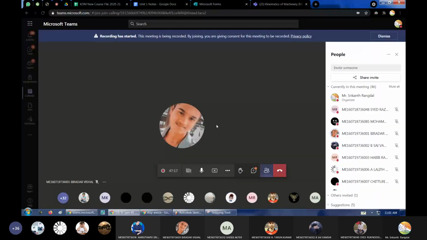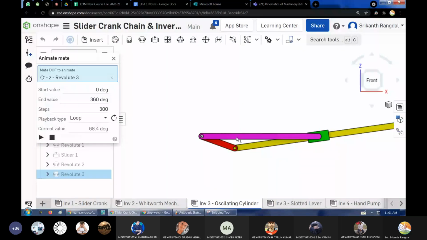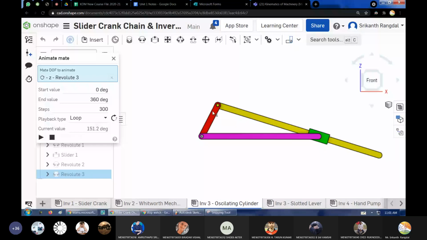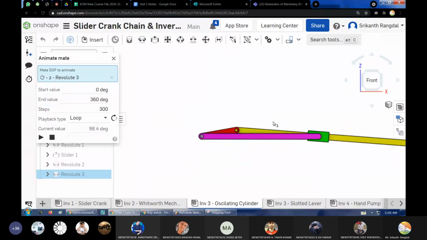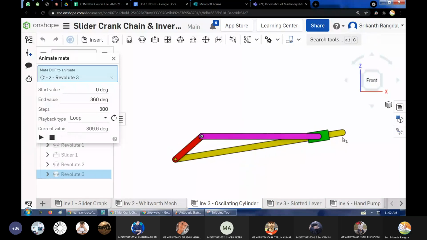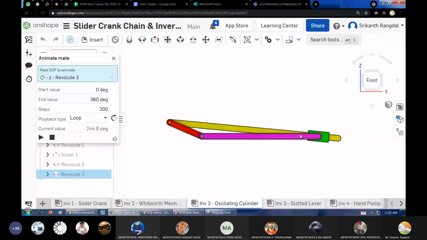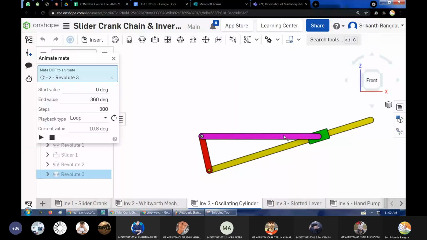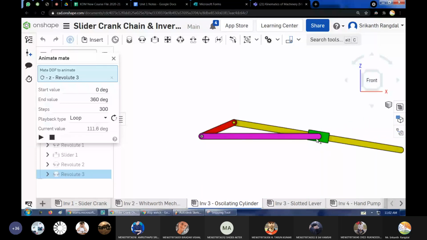So coming back to our class. What is happening here? In this case, the pink link is fixed. The red link is working as a crank. The yellow link is sliding inside the green one. So the green one can be called a cylinder. The yellow link will carry a piston, and that piston will move inside the cylinder.